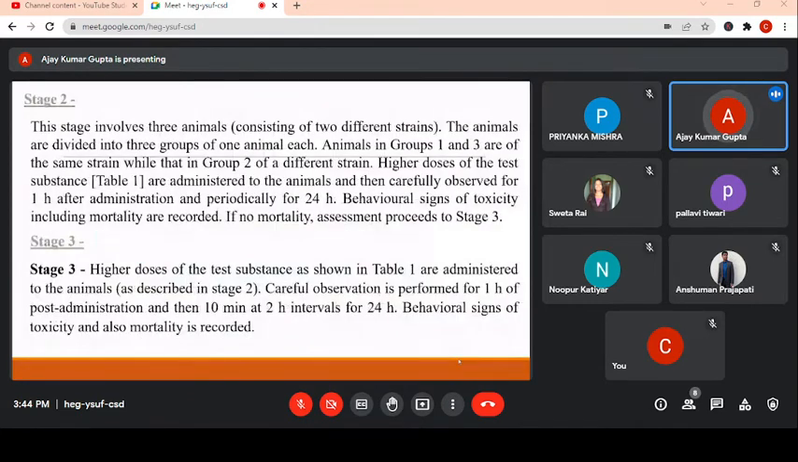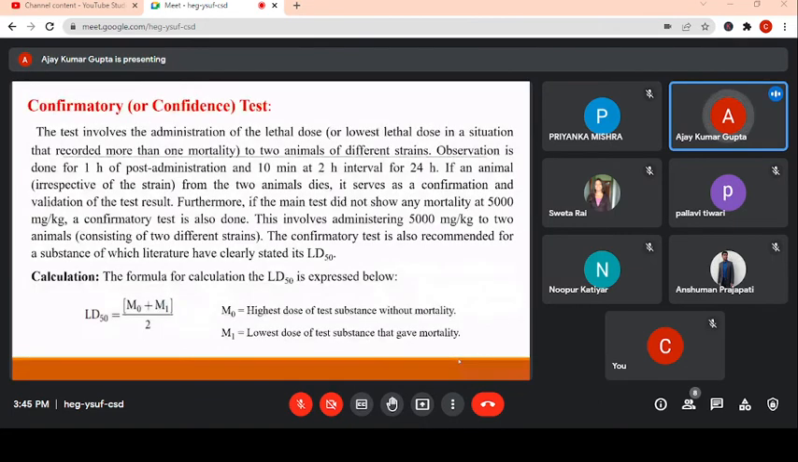So careful observation is performed for 1 hour post-administration, the same way as already told to you. I think till this stage 3 there might be no confusion, which is exclusively based on table 1. Whatever the result in acute toxicity studies, that has to be confirmed, or it is known as the confirmatory or confidence test.